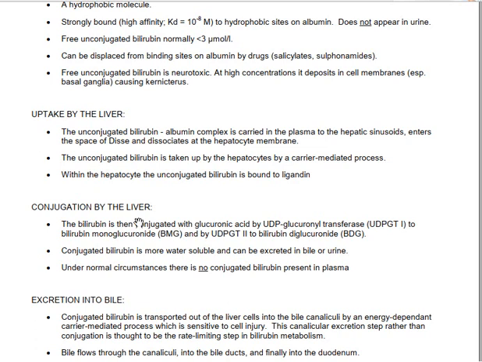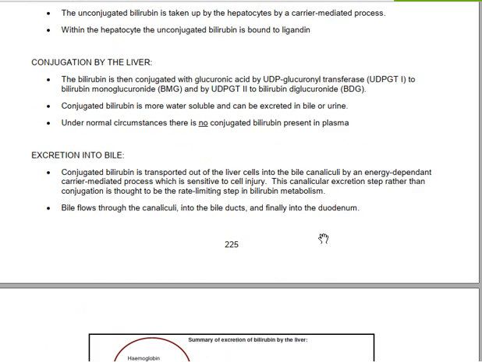So bilirubin is converted by UDP glucuronyl transferase to bilirubin monoglucuronide and bilirubin diglucuronide, having the glucuronyl subgroup. These molecules are called conjugated bilirubin. Conjugated bilirubin is water soluble, so it's capable of being excreted in urine and in bile. Is it clear? Generally, that's why the body wants to produce it.